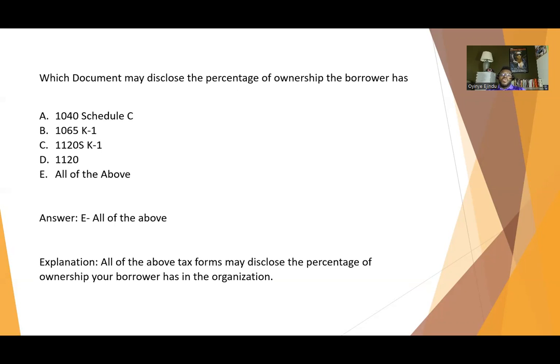And the reason is all of the above tax forms may disclose the percentage of ownership your borrower has in the organization. So again, when you look at a tax form, sometimes it tells you what the percentage of ownership in the organization is. It's a good way for you to know if there are multiple owners of the business, how you're able to calculate the income and provide the right amount of income to the borrower. For example, if there are 4 people that own a business that is making $1 million a year, you can't say that the borrower alone makes $1 million a year. You have to understand that that $1 million will be divided by 4 to give that $250,000 in income for each borrower.